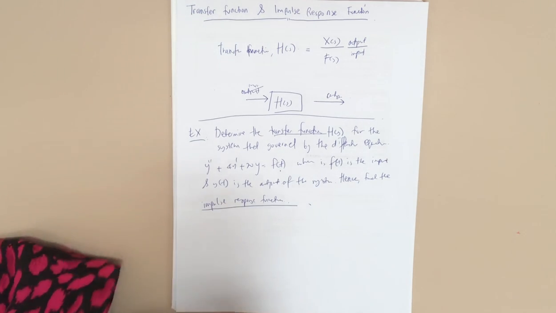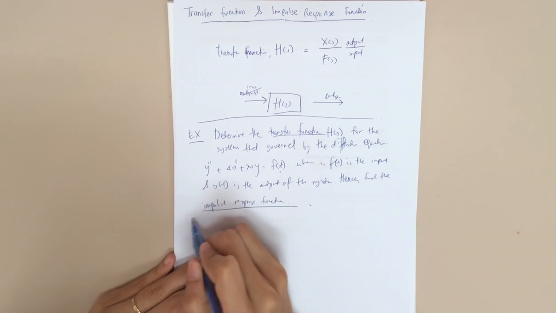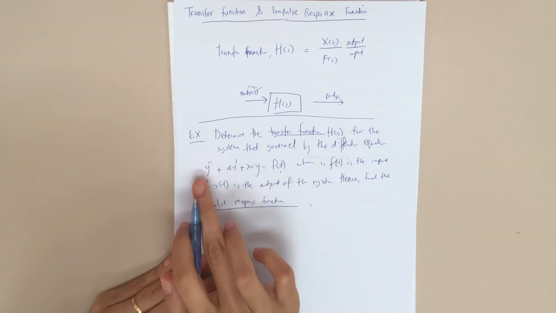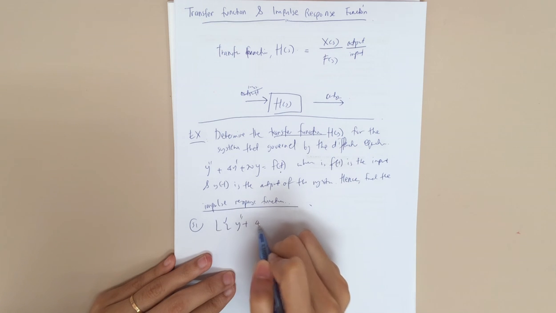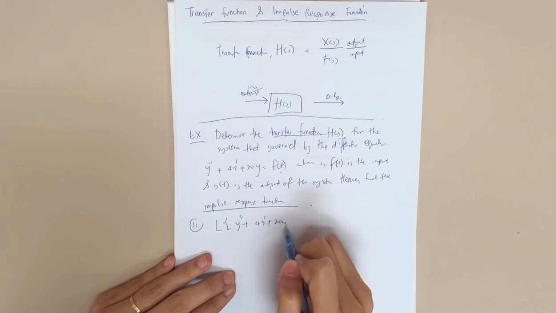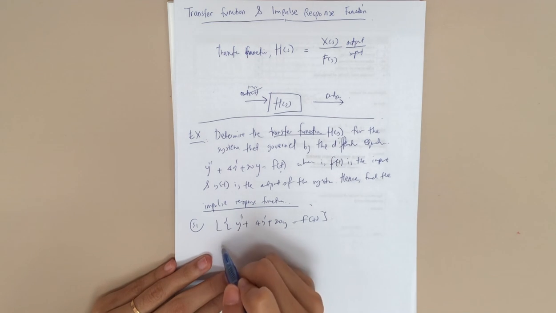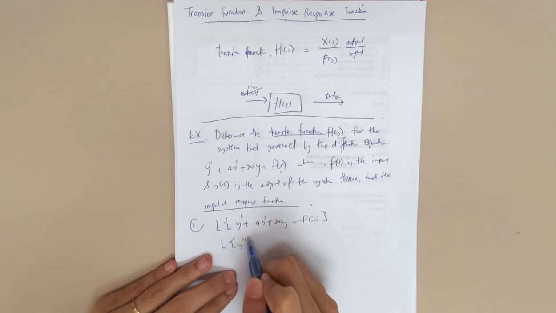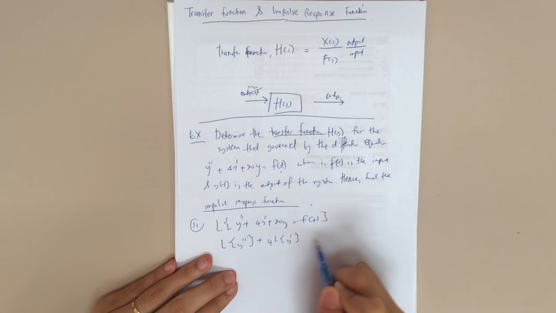So the first step is we refer back to the steps that we did before in solving initial value problems. The first step, you need to write this equation in Laplace transform. Then you apply the linearity property, so we can split it and break it into each term.